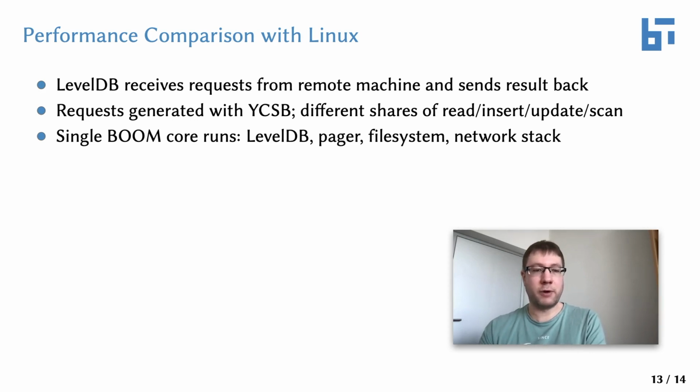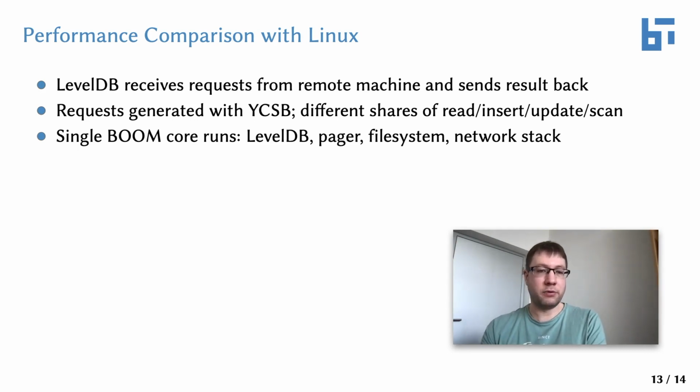For Linux, this is required because tiles are not cache coherent, and this is why Linux can just use a single tile with a single Boom core. For M³v, we make sure that all of these components that are involved are running on a single Boom core here. At first, the components are LevelDB, which is not just having the key value store, but also handling the requests from the remote machine.